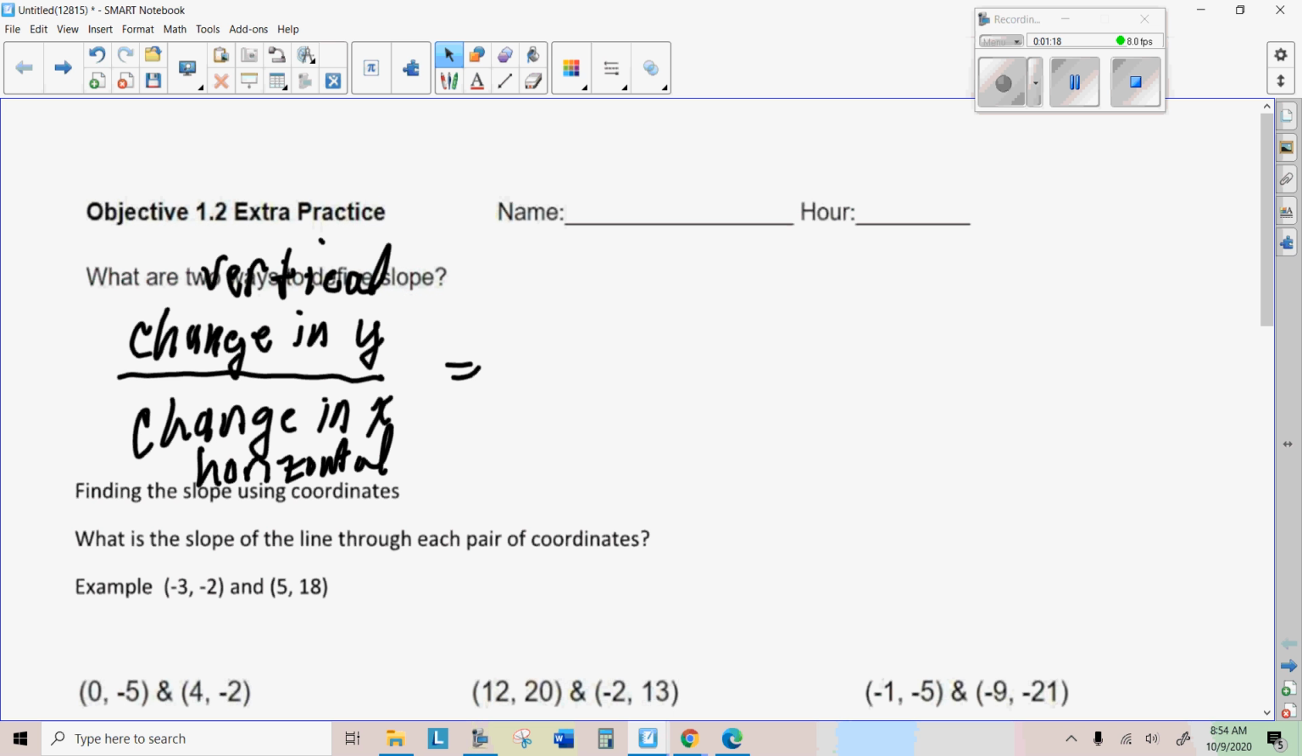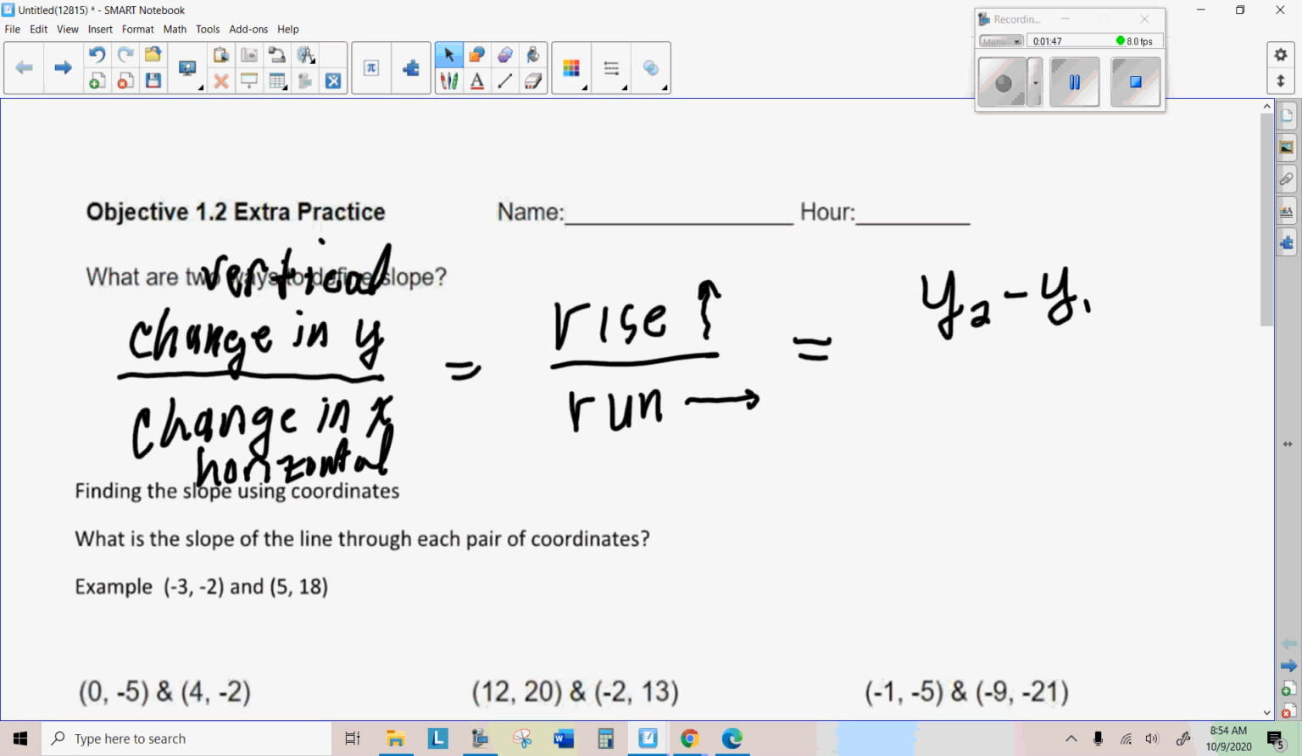Now, on a graph, we just call the vertical change the rise. So how much are you going up? And that has to be a straight line up. And then the run is a horizontal line going across. Now, if you have two sets of coordinates or some data values, you can find that by taking two y coordinates and subtracting them, and then in the same way subtract the x coordinates to get the run.